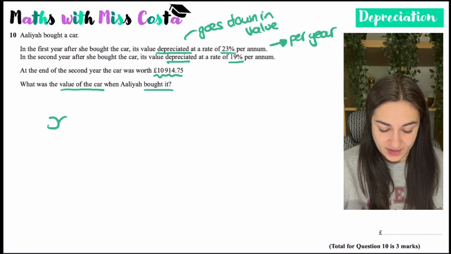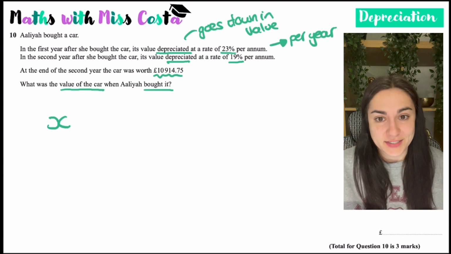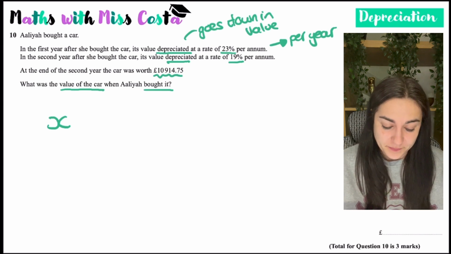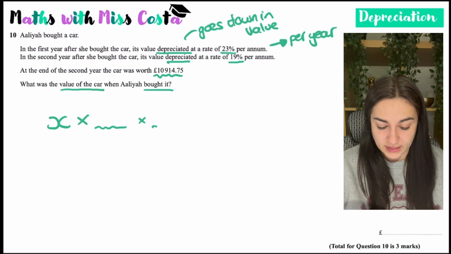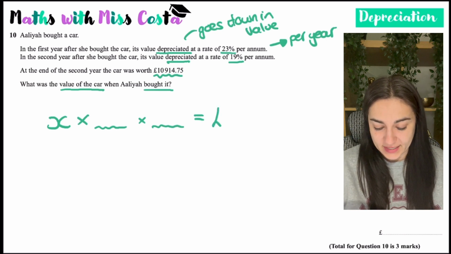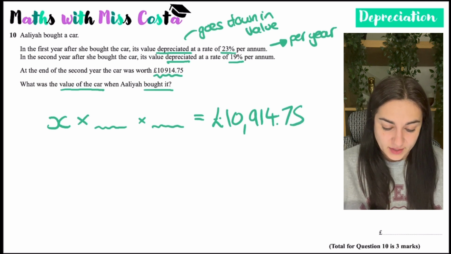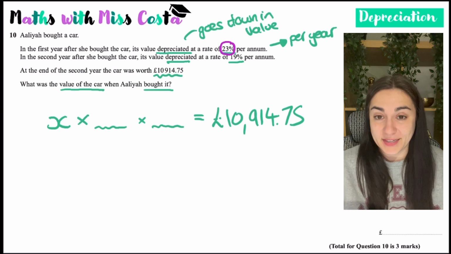So I don't know what the value is, but remember, whenever you don't know the value of something, you can just use a variable, use algebra. So whatever the original value was, multiplied by my first year multiplier, then by my second year multiplier, must give me £10,914.75.